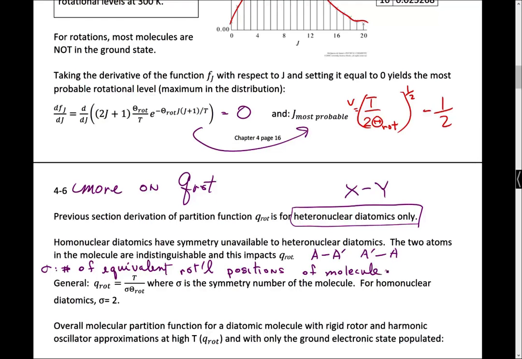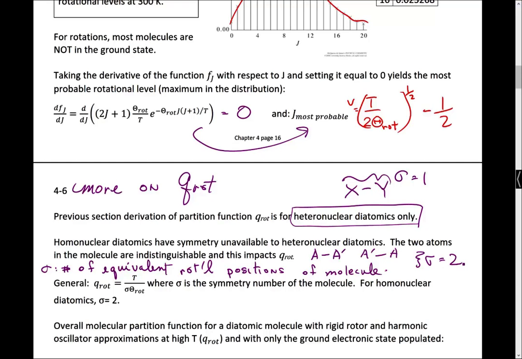In this case, I can take A prime, flip it, and it looks exactly the same. They're equivalent, so that means I have 2 for my symmetry number. In this other case, if I flip it, I become YX, and that's not the same as XY. So my symmetry number there is equal to 1. So symmetry number equals 1, symmetry number equals 2.